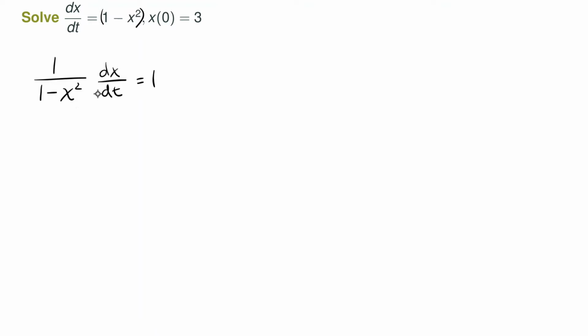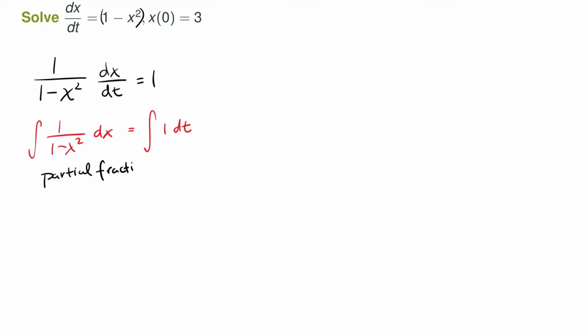We know the left side becomes the integral of 1 over 1 minus x squared dx equals the integral of 1 dt. Now the right side we can do no problem. That's just going to be t plus c. Here as we think about integrating this, we see that it's not a good candidate for u substitution, and it doesn't fit some of our known integrals, so since it's a fraction, we can factor the denominator. Let's think about partial fractions.